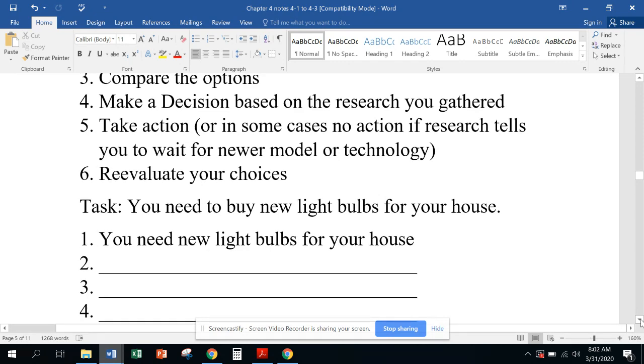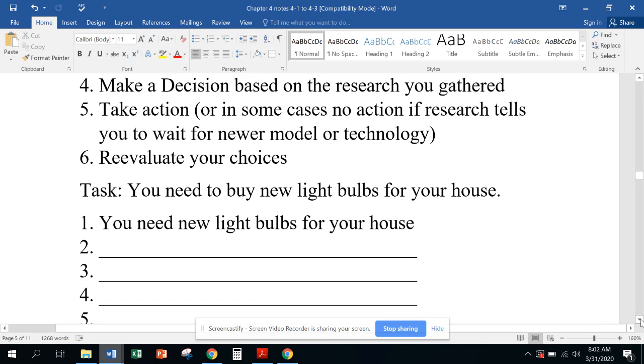Now, after we have taken action, it's time to reevaluate our choices. Don't make the decision and then never think about it again. We really want to go back and reassess: was this the best option? Why did it work? Why didn't it work? Analyzing your decisions after the fact can make you avoid bad decisions in the future. So we always want to be reevaluating and kind of honing our skills, finding out what works and what doesn't work.